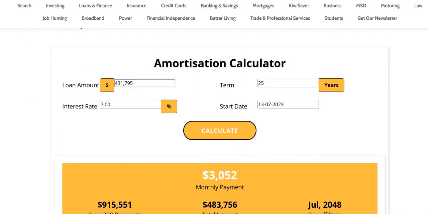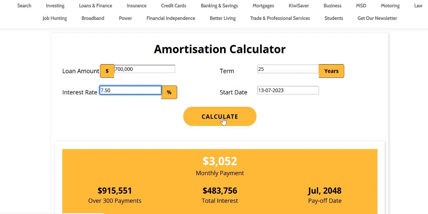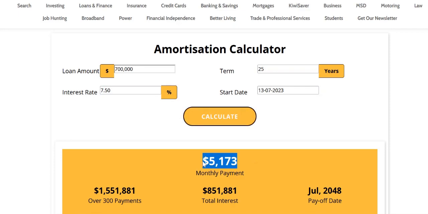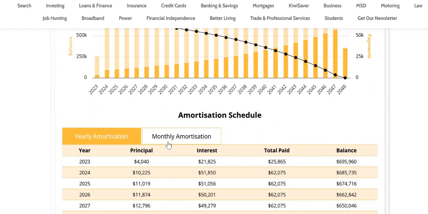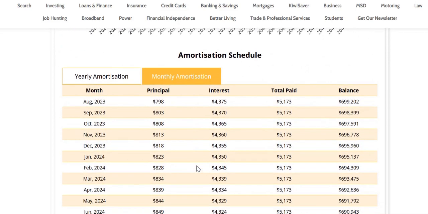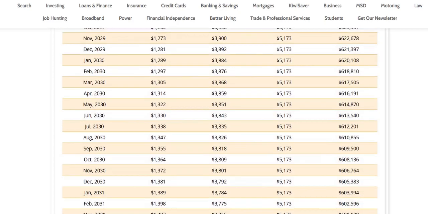And there's lots of variables here. Obviously, if we look at a standard New Zealand mortgage, let's go 700,000. It's big numbers. Let's say a 25-year term, and let's say an interest rate, being a little bit aggressive, let's go 7.5%. Then we can see that the monthly payment for that's going to be just over $5,000. And if we look at the monthly amortization, we can see exactly how it's going to work. So that 5,173 is fixed. But again, over time, the interest drops because you're paying off more and more principal.